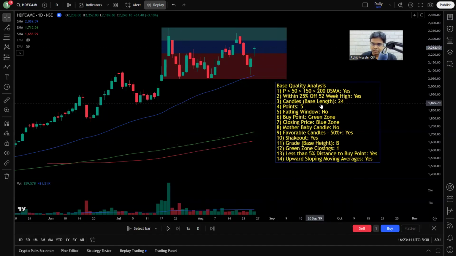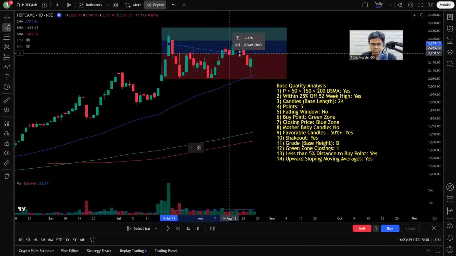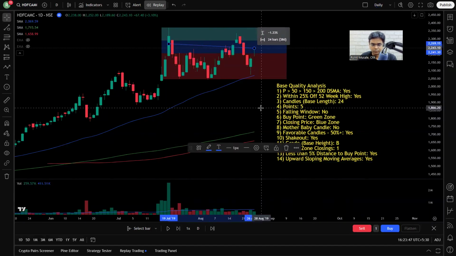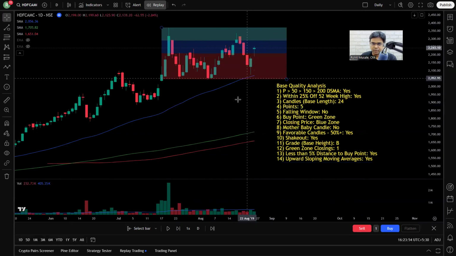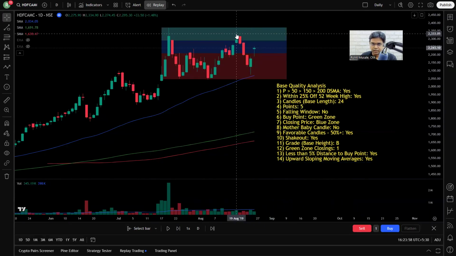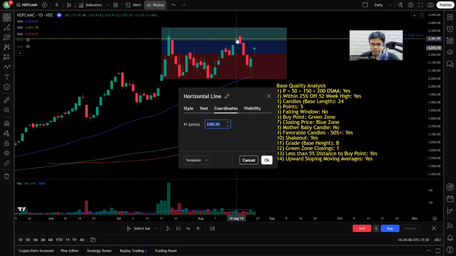What is the length of the base? 24 candles. So from here to here, 24 bars. How many do we need? Minimum 10. How many points in the base? 5 points in the base. I just marked the points for you. So the high of this base becomes our buy point. So this is 2334.90. Let's draw it.